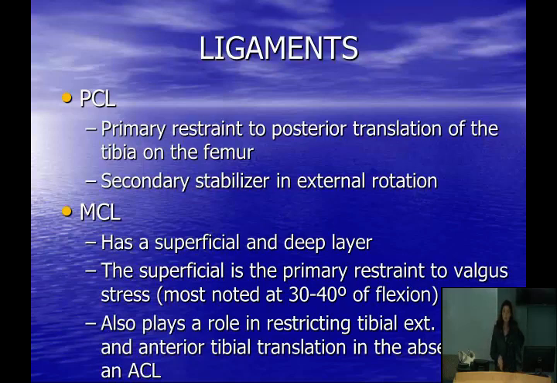MCL has a superficial and a deep layer, so you can injure just the superficial, you can injure just the deep, or you can injure both. This is why when we go to stress it, we stress at 0 and 30 to 40 degrees of flexion because you want to stress both. So when you have the knee flexed at about 30 to 40 degrees and you're stressing the MCL, you're stressing the superficial. At 0 degrees, you're stressing the deep.